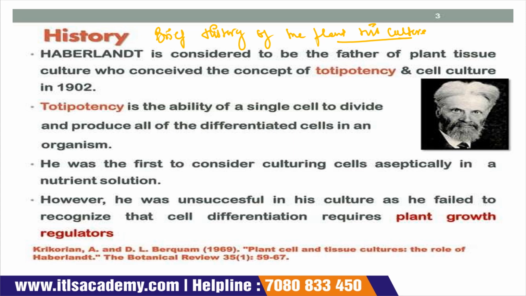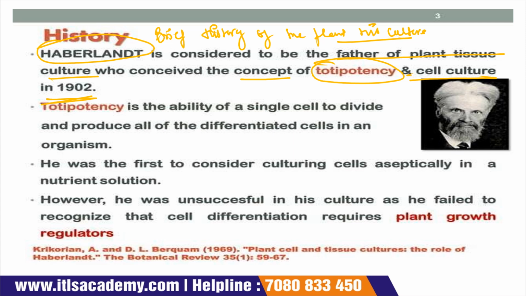Now first of all, who is called the father of plant tissue culture? Haberlandt is called the father of plant tissue culture. He conceived the concept of totipotency and cell culture in 1902.